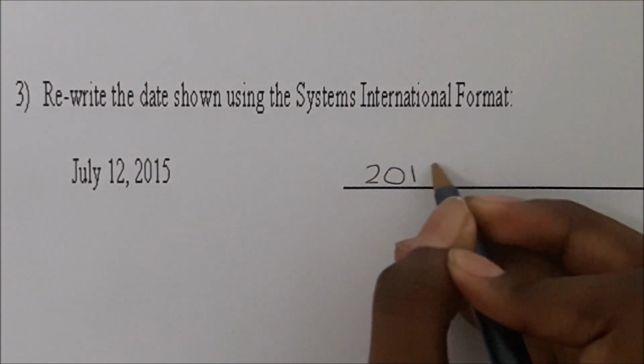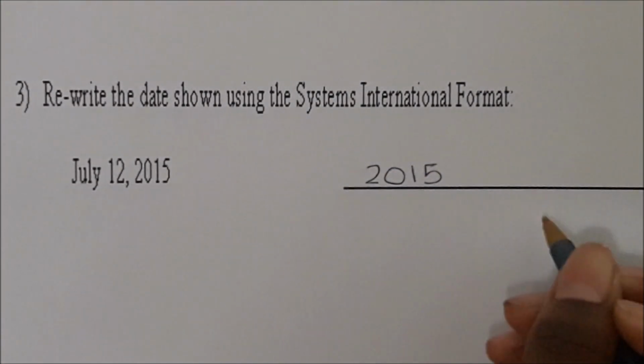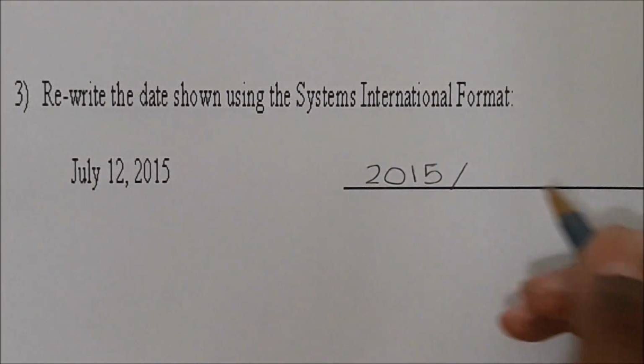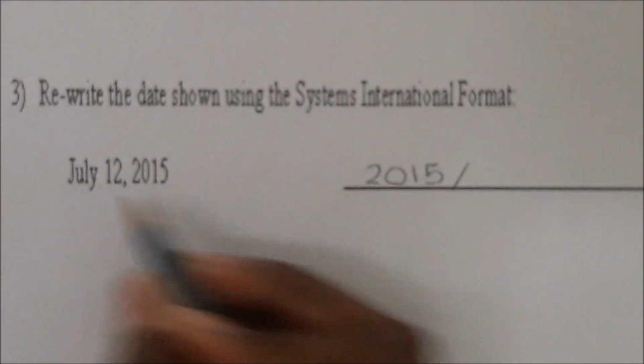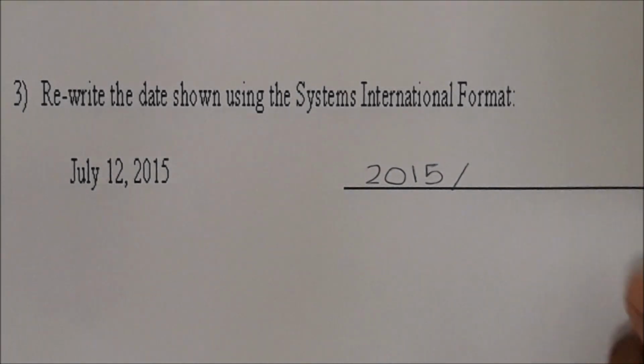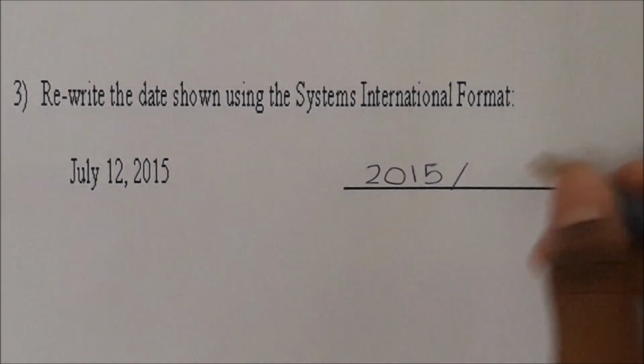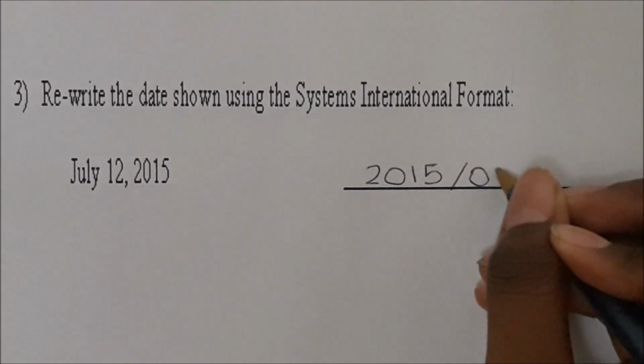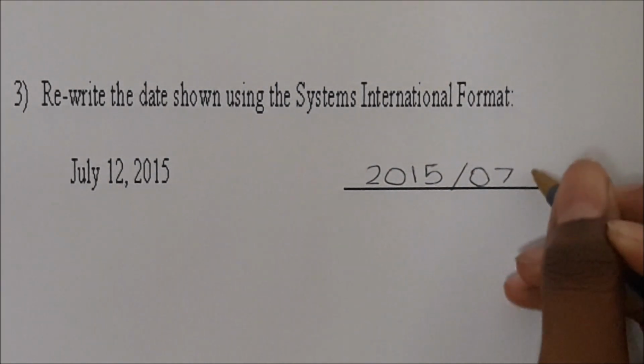2015. And that's the year. What do you write next? Put a slash. What do you write next? July. The month. Put a number for it. What number would you put for July? 7. 07. Okay, put a slash. Stop.